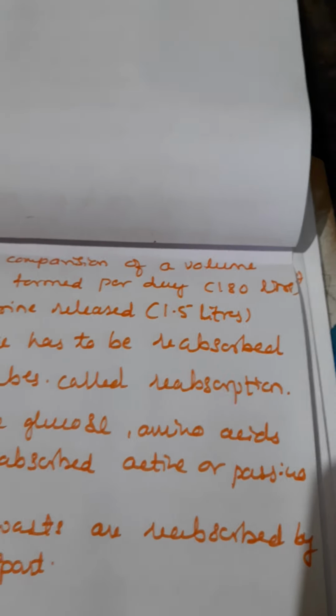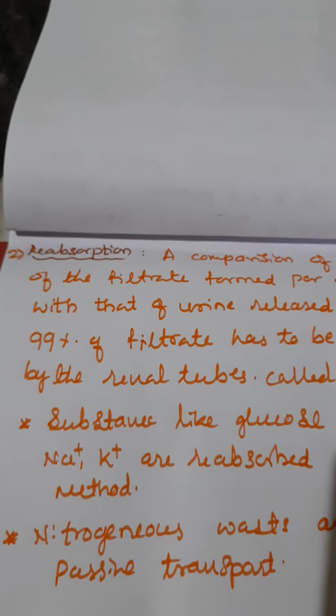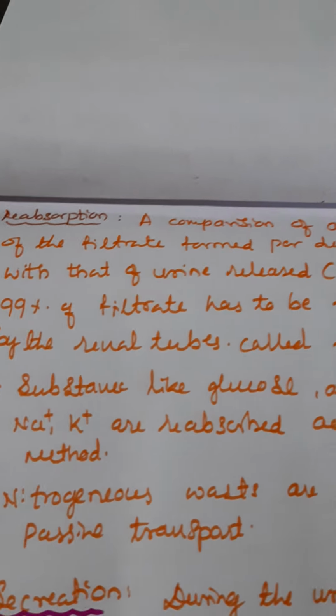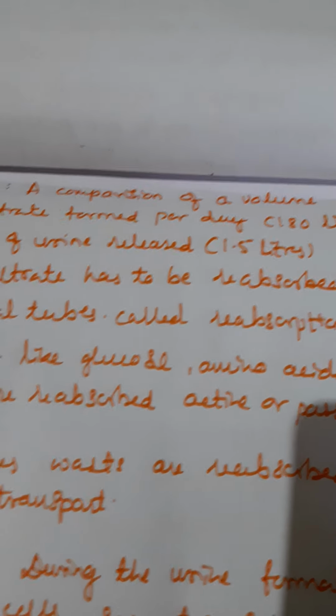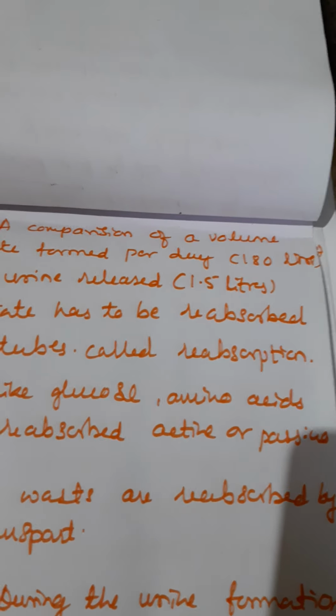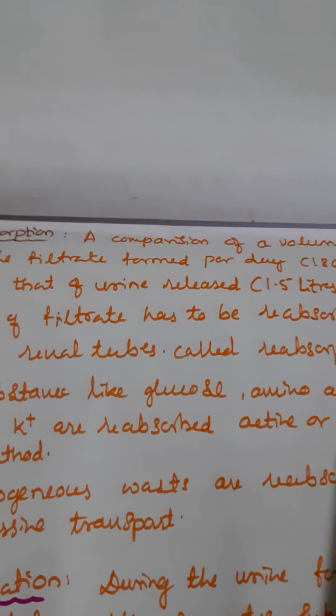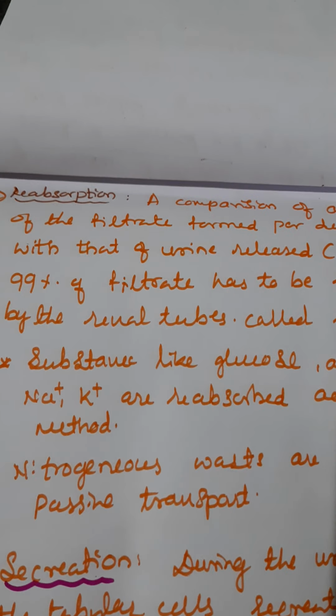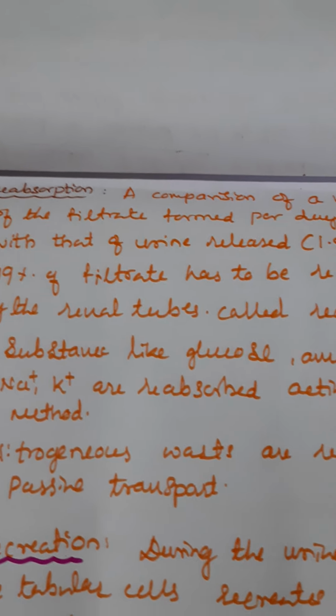Reabsorption. Compare the volume of filtrate formed per day, that is 180 liters, with the urine released, which is 1.5 liters. From 180 liters of blood filtrate, only 1.5 liters of urine is produced. 99% of the filtrate has to be reabsorbed by the renal tubules, called reabsorption.